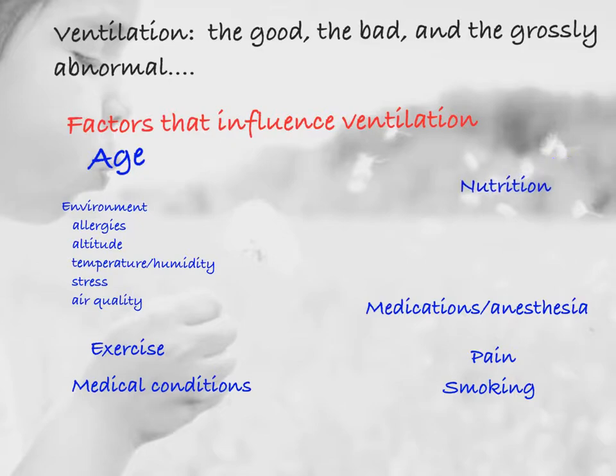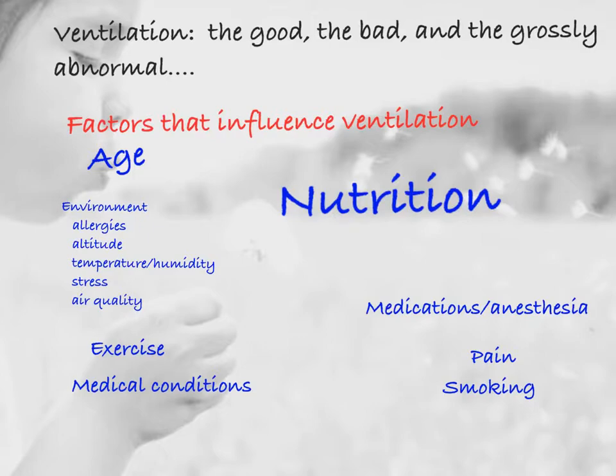Let's talk about nutrition next. Okay, so a couple things about nutrition. Nutrition helps support the immune system, and so it can help people avoid the pneumonias and the upper respiratory infections and a lot of the infectious processes. Good nutrition also promotes tissue repair, so if you do have a disease of the respiratory system, it helps repair that. Poor nutrition, particularly nutrition that leads to obesity, definitely impacts ventilation.